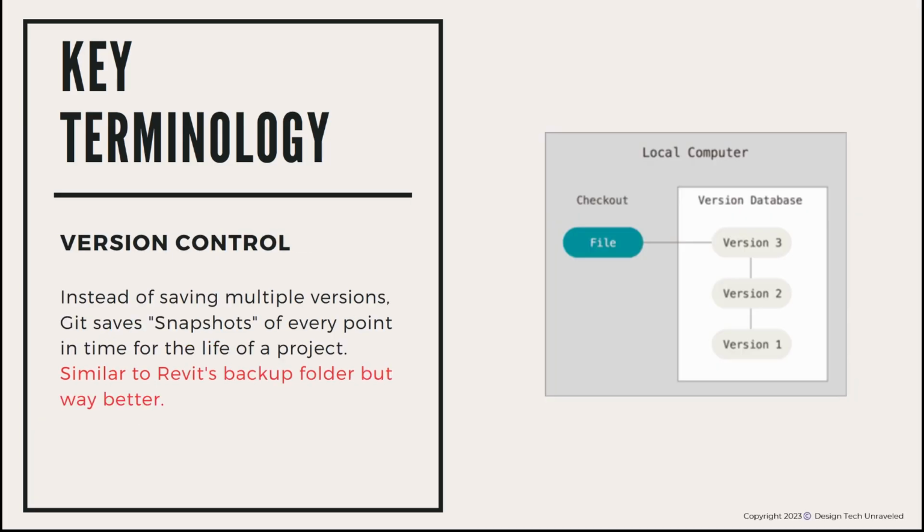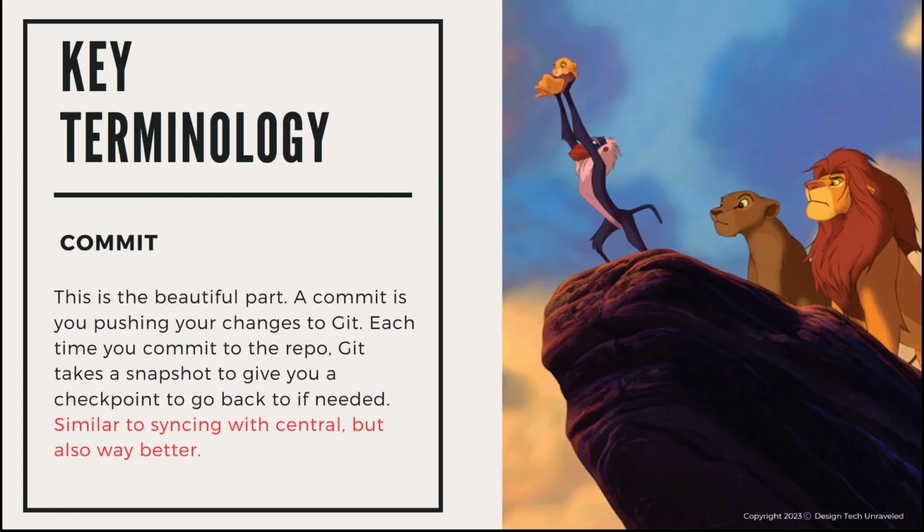Another key term here is version control. We've said this a few times, but instead of saving multiple versions, it saves snapshots of every point in time for the life of a project. So it's not whole copies, save as is of files. It's snapshots of what's changed. This is similar to Revit's backup folder, but way better because Revit's backup folder is just a mess. But yeah, it's a snapshot history of everything that's happened within your coding project.